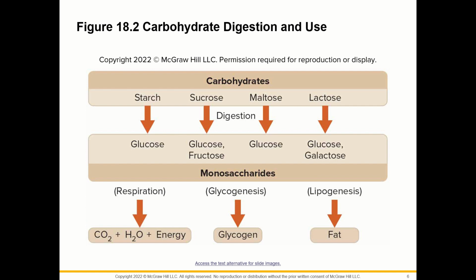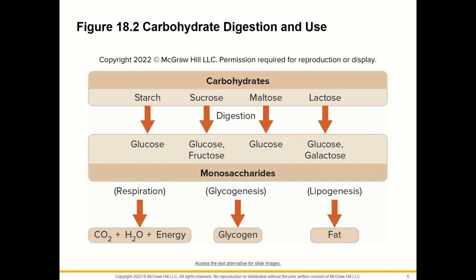Figure 18.2 shows carbohydrate digestion and use. So the starch is a simple form of glucose. We find that in potatoes and rice and wheat. Sucrose is fruit sugar, also table sugar, and it has a glucose molecule and a fructose molecule, which is why it's so sweet. Maltose is going to be 2 glucose molecules. We find this in bread, and it is not very sweet. It's also in malted foods like malted barley and malted wheat. Lactose is composed of a glucose and a galactose monomer, and it is known as milk sugar. And not everybody can digest this sugar.